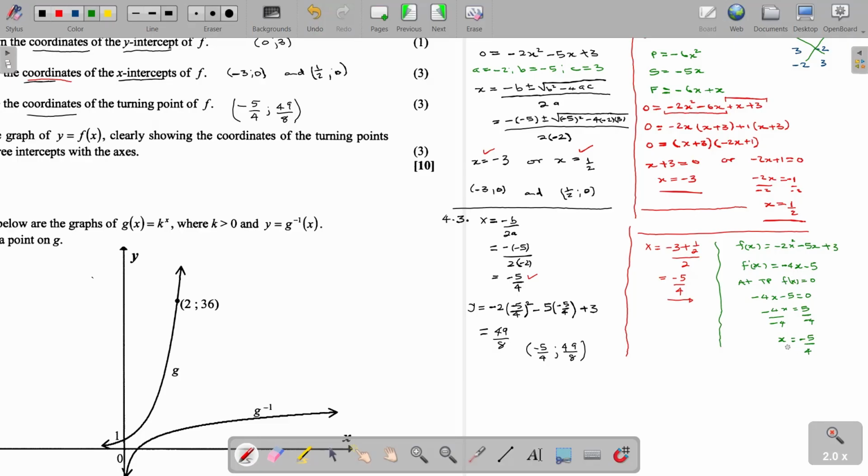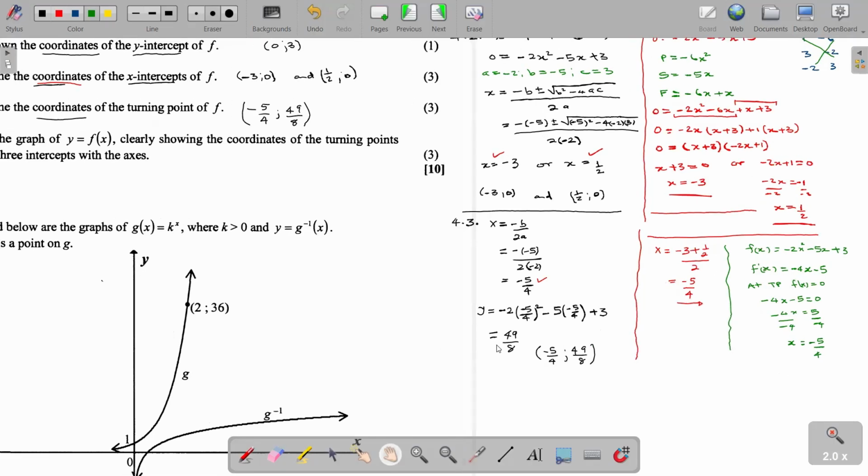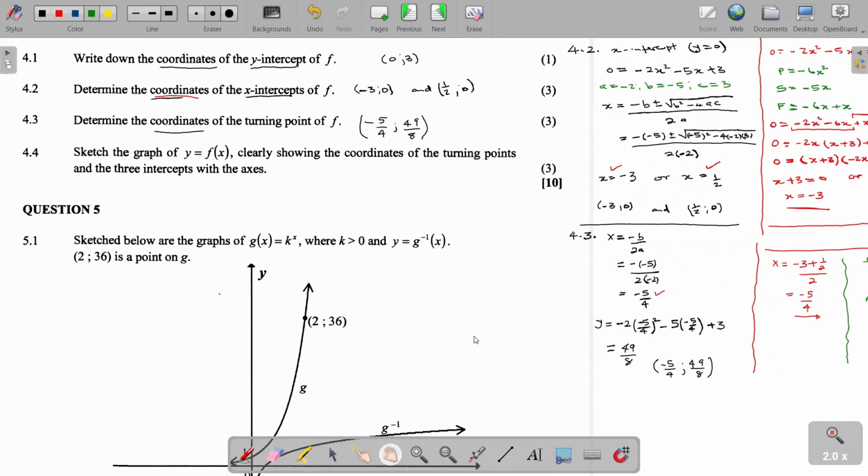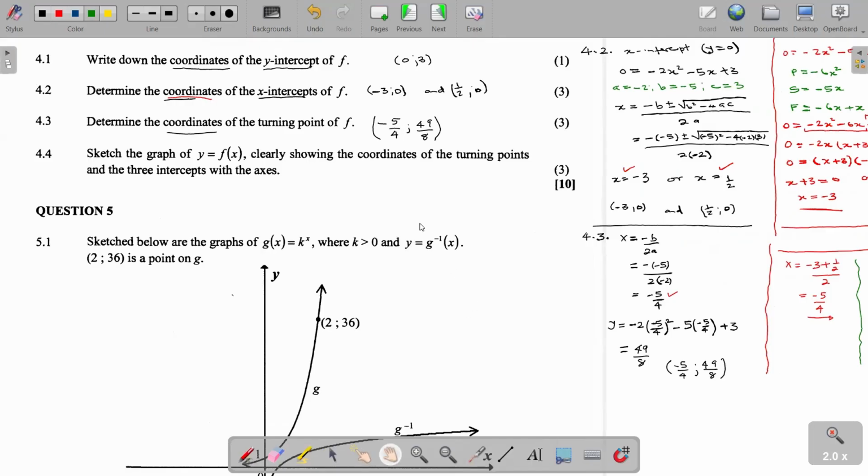And once we get the x value, we substitute in the original function to get the corresponding y value, so that we leave our final answer in coordinate form as per the requirements of the question. Then we go to the next question, which is 4.4.